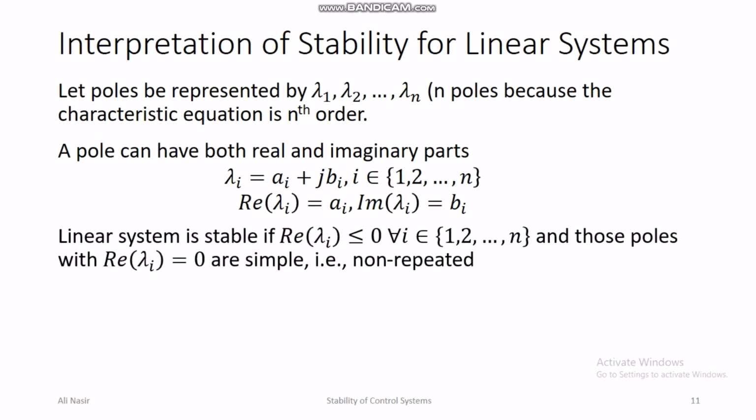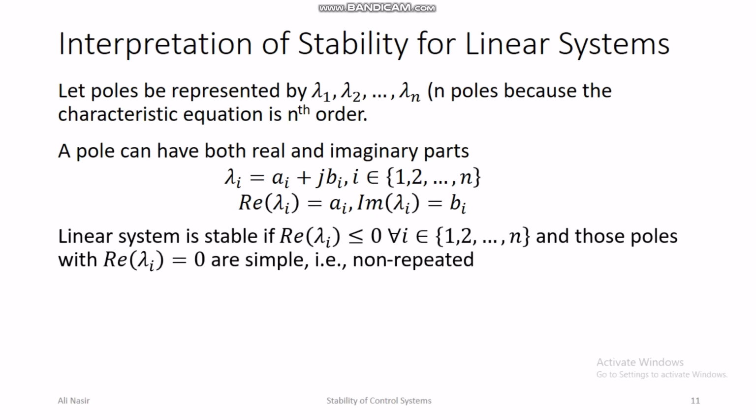For linear systems, in order to find out whether it is stable or not, first of all you have to see that all the poles have real part less than or equal to 0, and then you have to look at all the poles which have real part exactly equal to 0, and you should verify that none of those poles have the same imaginary part. Like, the poles should not be repeated.